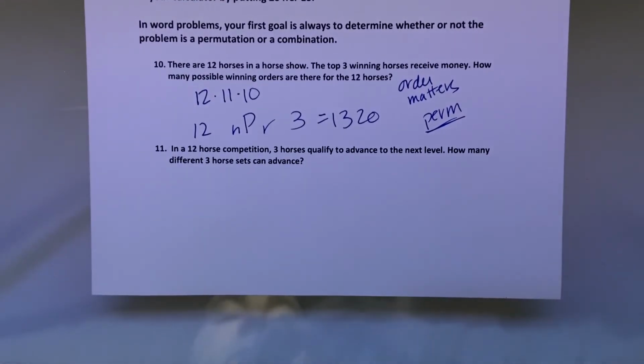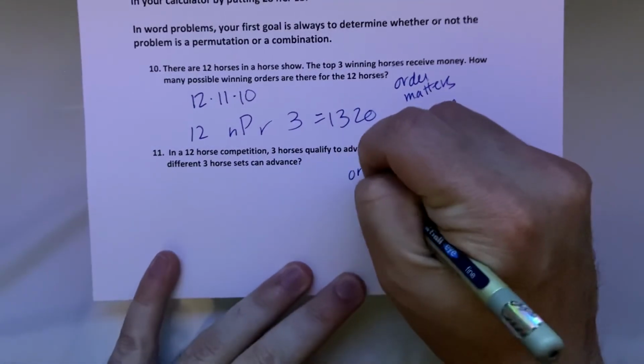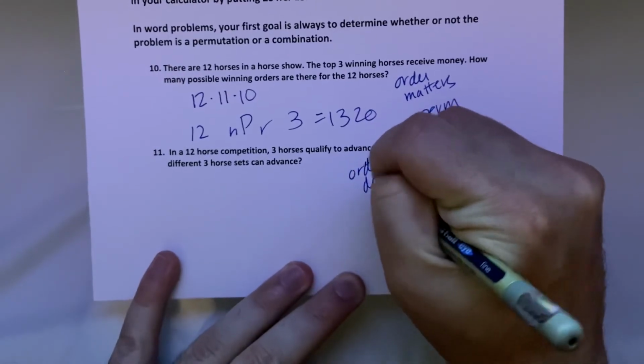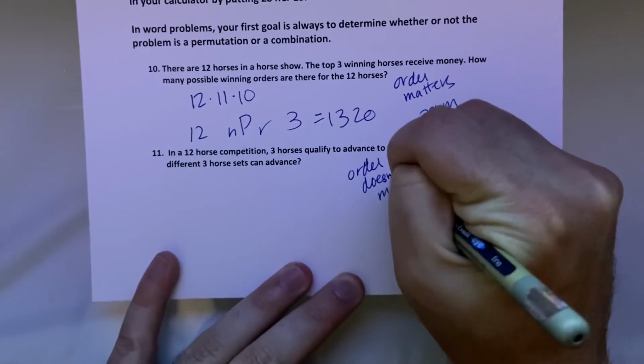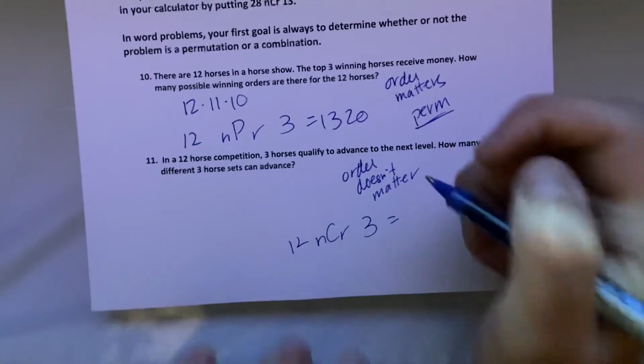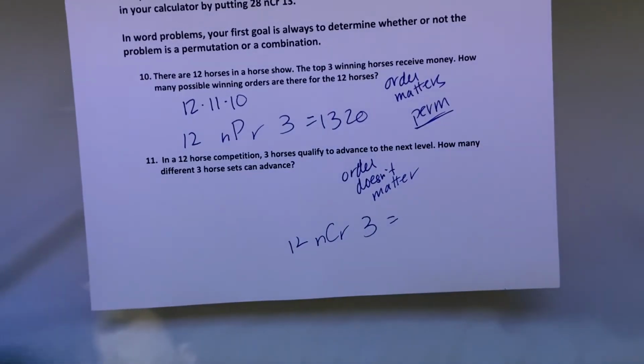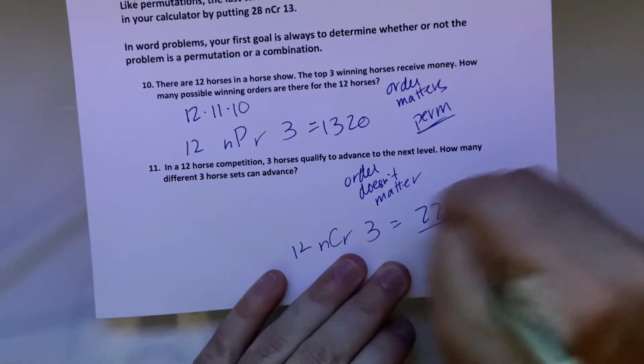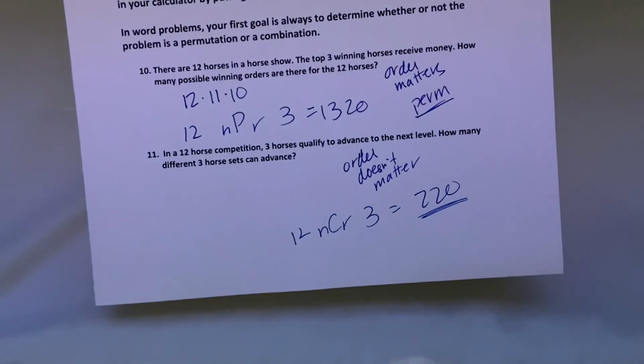Now, if it's a 12-horse competition and 3 horses qualify to advance to the next level, how many different 3-horse sets can advance? It doesn't matter if you're first, second, or third, you all advance. So this means order doesn't matter. That's 12 nCr 3, which is much smaller. It's only 220 different groups could advance.